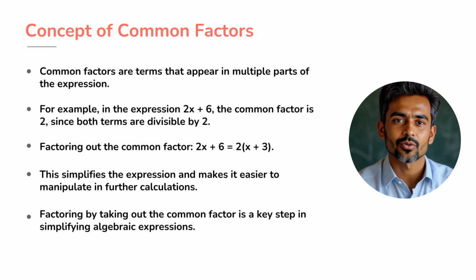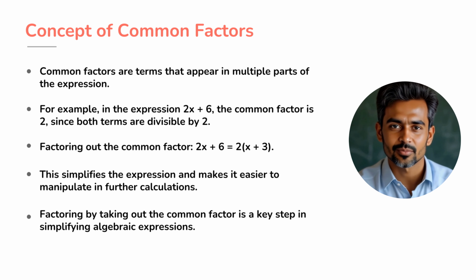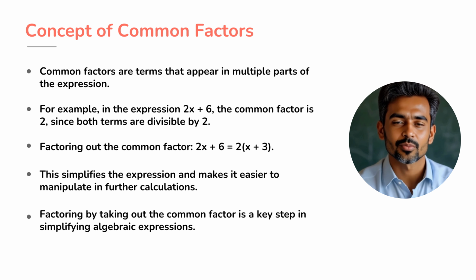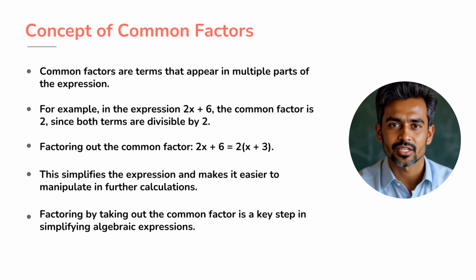Let's break this down further. When we have an algebraic expression, it's helpful to identify common factors that appear in each term. For example, consider the expression 2x + 6. The common factor here is 2 because both terms 2x and 6 are divisible by 2. Now, let's factor out the common factor: 2x + 6 equals 2 times (x + 3).